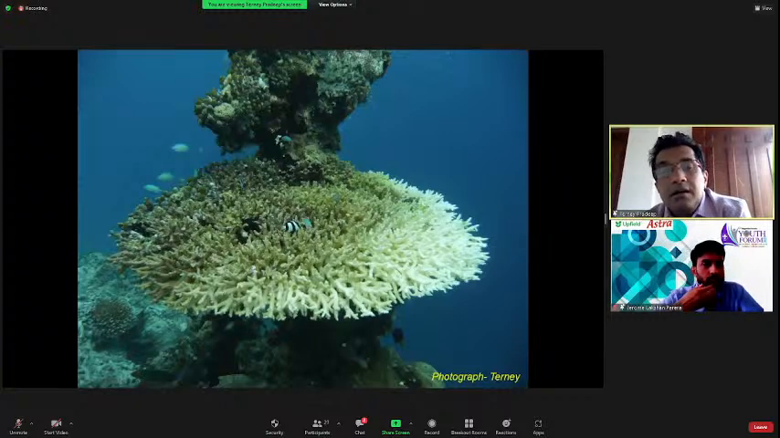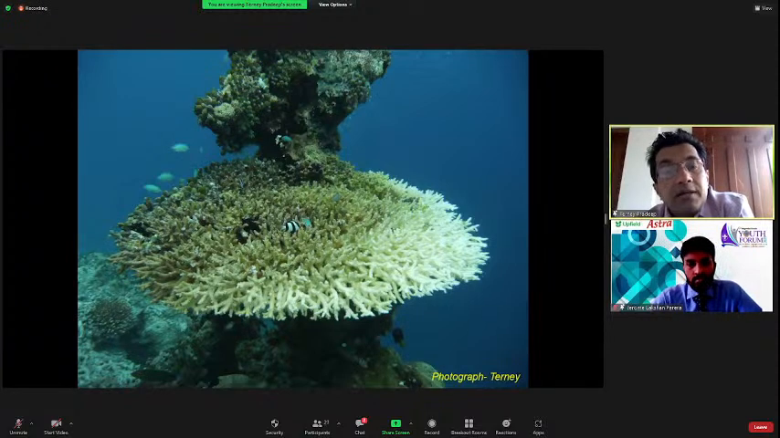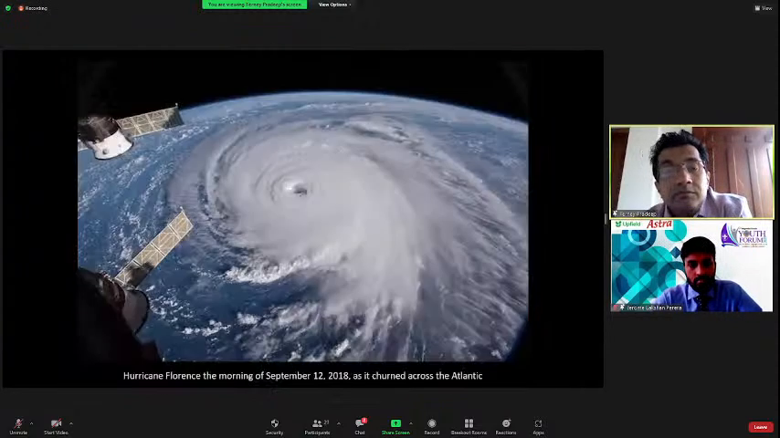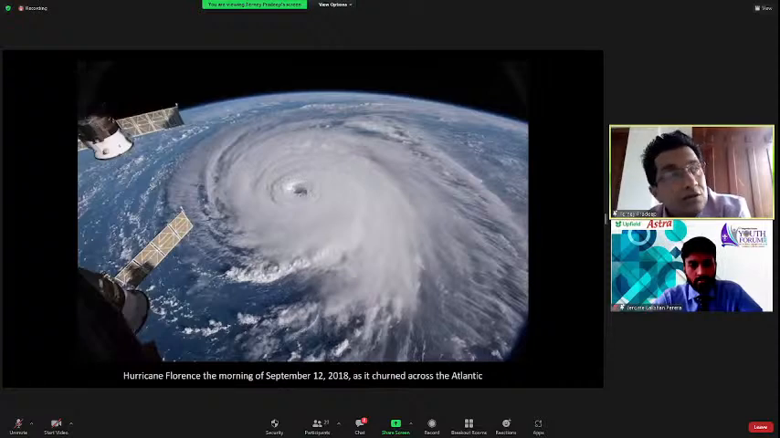So this looks good, looks very beautiful, but this is a coral reef, a dead reef. And when we release lots of carbon dioxide and greenhouse gases, they trap huge amounts of energy.